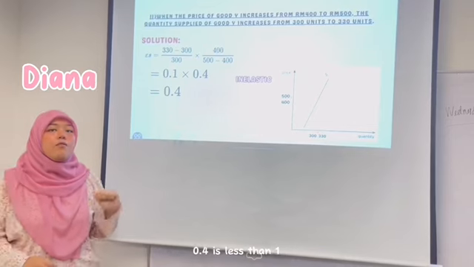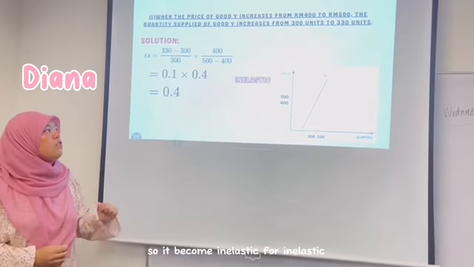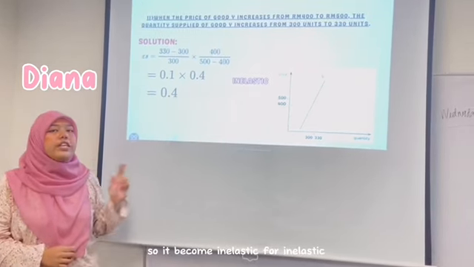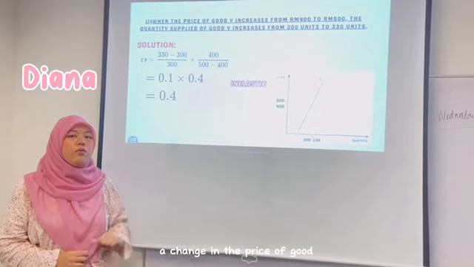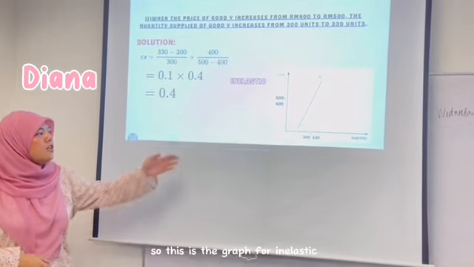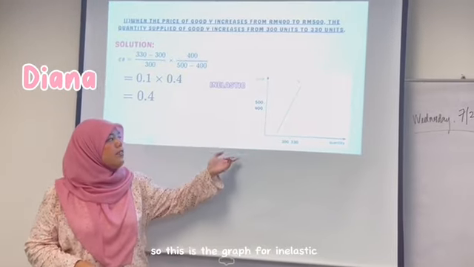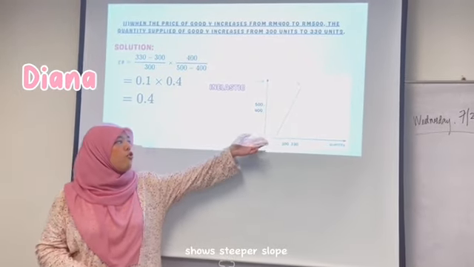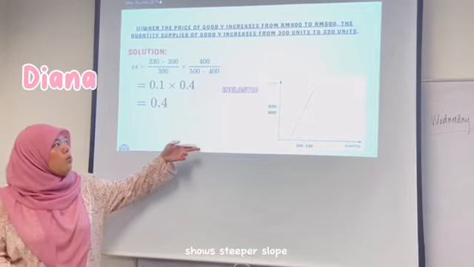Because 0.4 is less than 1, it is inelastic. For inelastic, a change in the price of a good causes a smaller percentage change in quantity supplied. So this is the graph for inelastic. The supply curve shows a steeper slope.